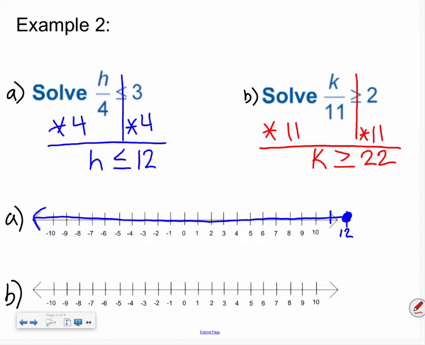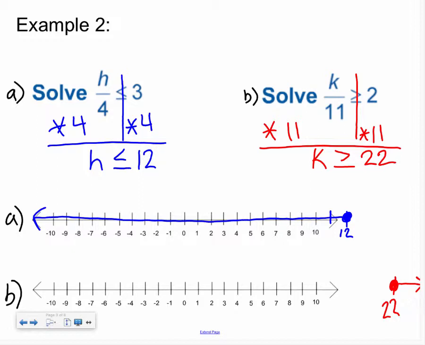That would be 22. If I were to graph that, it's going to go way off my graph. It's going to be farther than this, but it would be 22. We'll pretend it's right there. Is it going to be an open or closed circle? It's going to be closed because I said or equal to. And k is greater than or equal to 22. So am I going to point to the left or the right? I'm going to point to the right because bigger numbers are to the right.